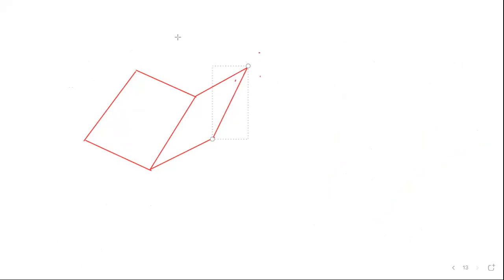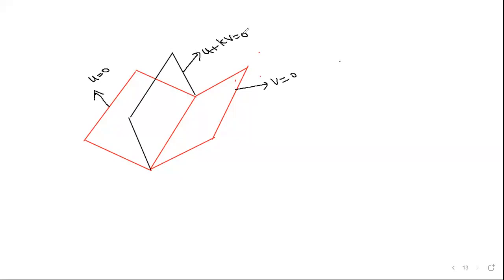Another example. Imagine you have two planes. Planes, you understand? Your book, a page of a book I'm drawing. Then I have another plane like this. Then I'm drawing a third plane which is passing through their intersection. Can you understand my diagram? The equation of this plane is u equal to 0. The equation of this plane is v equal to 0. Then the equation of this third plane will be u plus kv equal to 0. Did you understand my generalization?